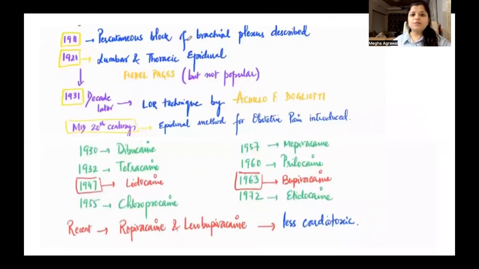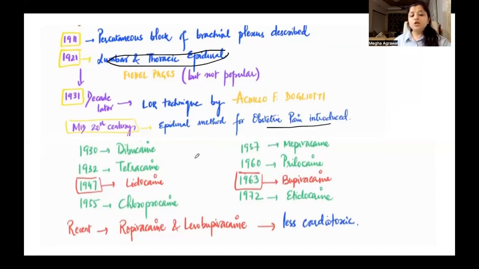Later on, percutaneous block of the brachial plexus was described, and lumbar and thoracic epidural. See, first of all, after caudal came lumbar and thoracic epidural. It was described in 1921, but the LOR technique, the loss of resistance technique, which we'll be reading about in epidural anesthesia, was discovered by Achille Dogliotti in 1931. It is that much old. And in the mid 20th century, the epidural method for obstetric pain relief was introduced. We'll be learning about these also in much detail.